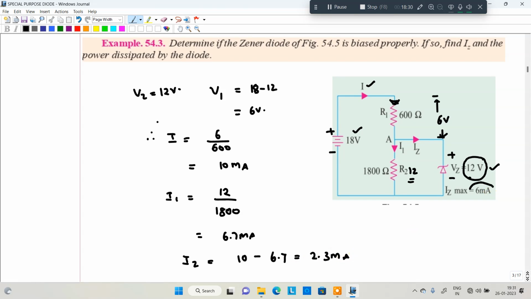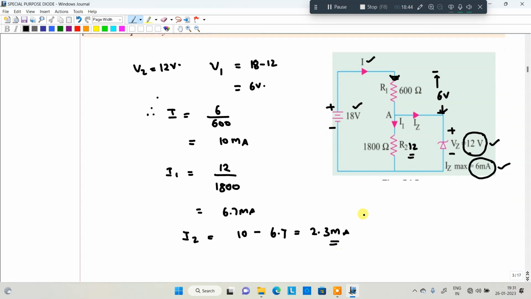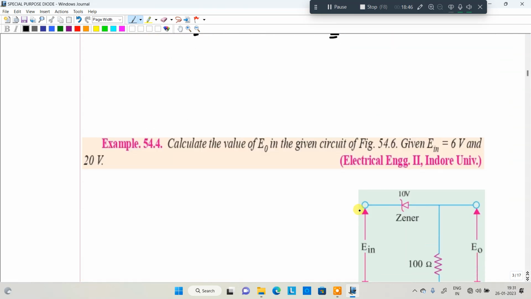What is the maximum current? It is mentioned 6 milliamperes. You got the Zener current as 2.3 milliampere. That means the Zener is working properly. Okay, there is no problem with the Zener diode working condition in this particular specification. Clear? Then we are moving to the next example.